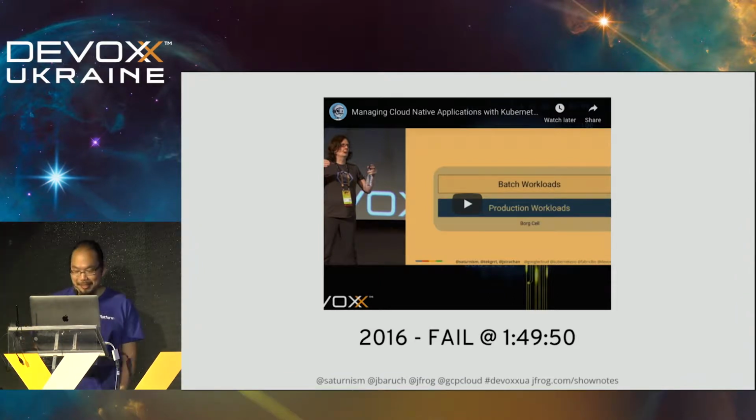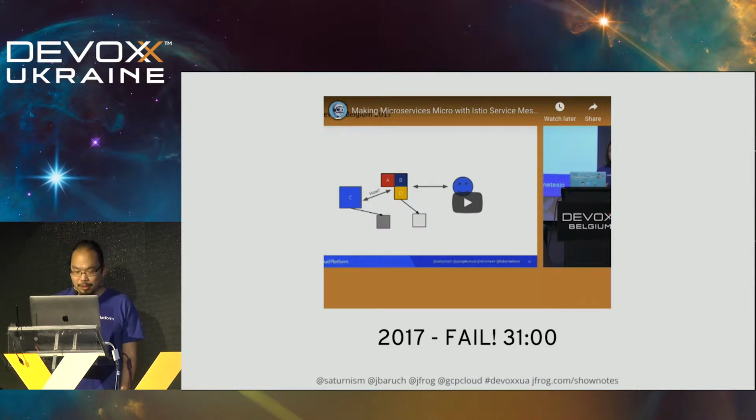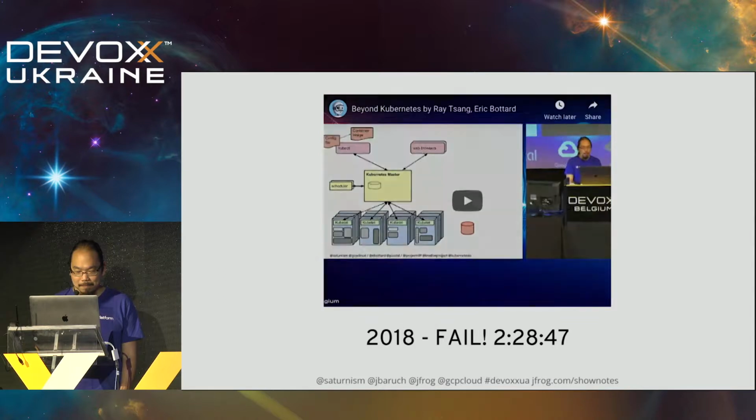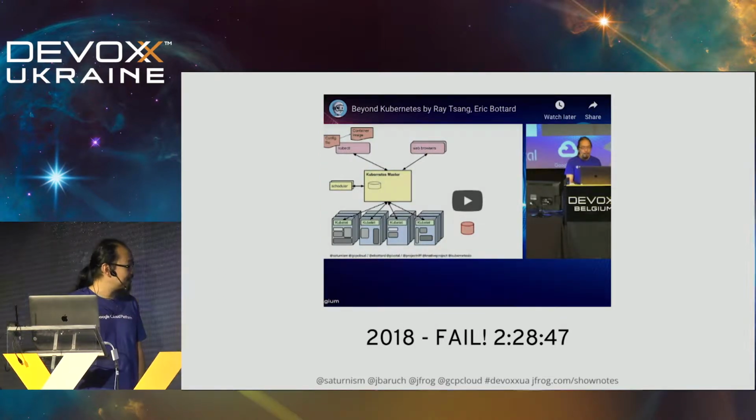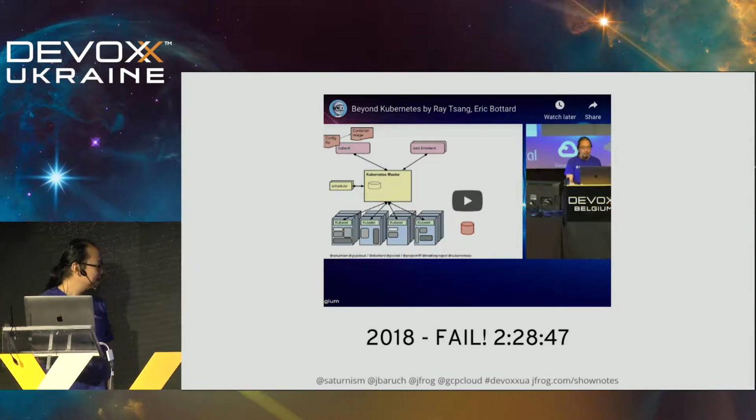You went 2 hours without a demo fail. 2017, I also failed 31 minutes into the talk. And this is now? Wow. 2 hours, 20 minutes. 2018, it was a university session. It failed 2 minutes before the session ended. But still, you managed.